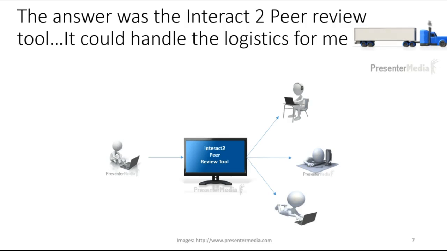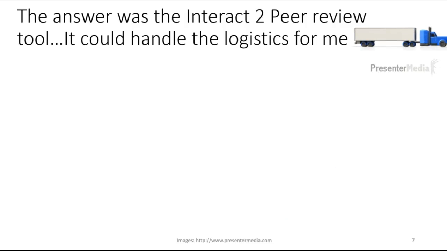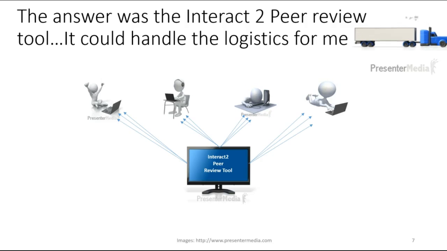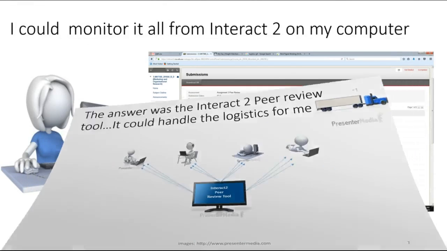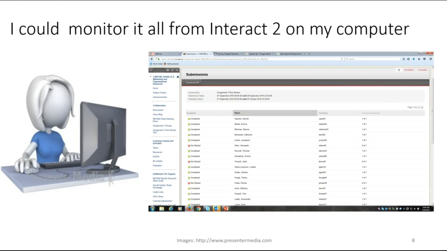At the end of that 1-week period they closed. Then it would allocate those submissions to 3 students who would evaluate it over a 1-week period, at which time the evaluations would close. And finally it would return the evaluations, 3 evaluations to each student at the end of the week. Now I could monitor it all from Interact 2 on my computer.